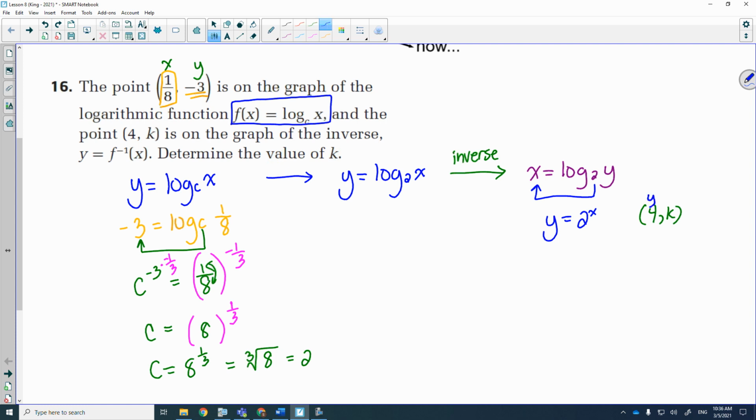I know that this is a y coordinate, and that's an x. Take this equation, get rid of your x, put in a 4, get rid of your y, put in a k, and the question is determine the value of k. So if that's x and that's y, what we would have is k is equal to 2 to the power of 4. 2 to the power of 4 is 16.